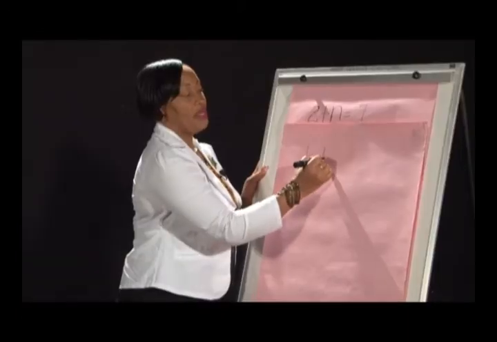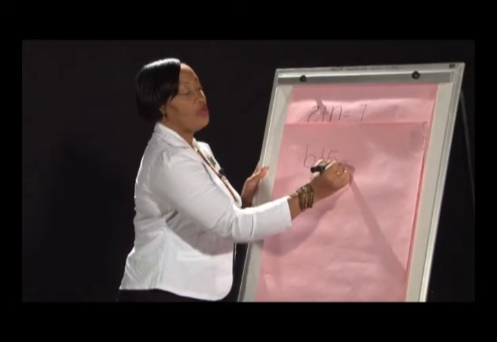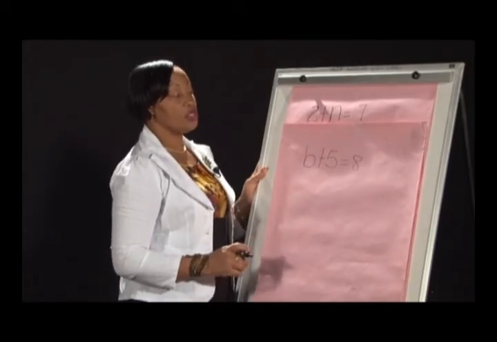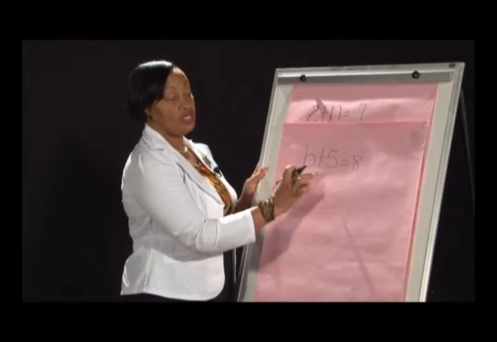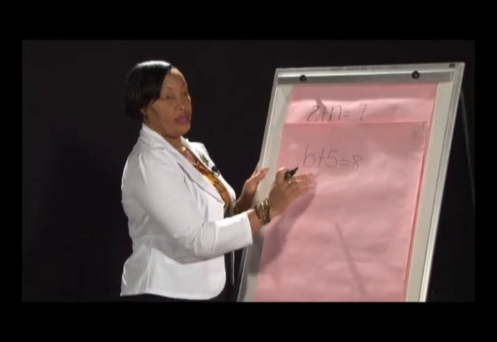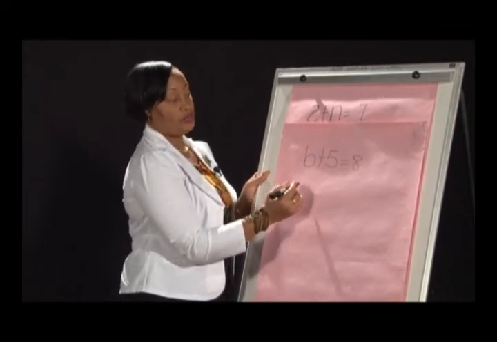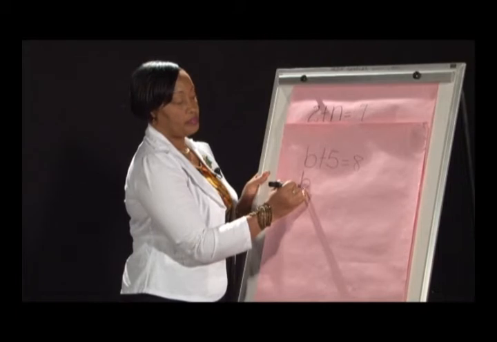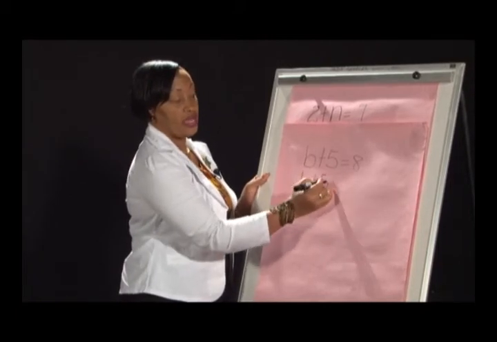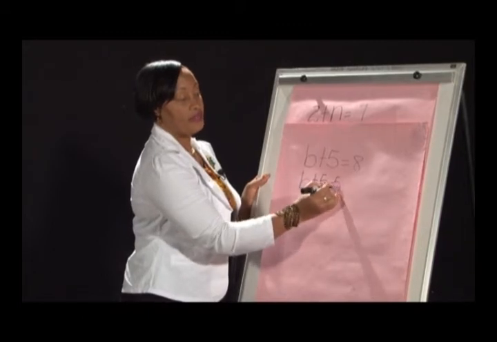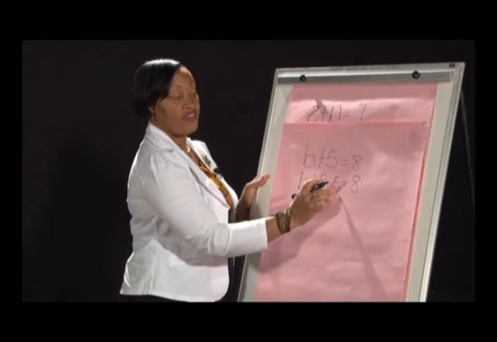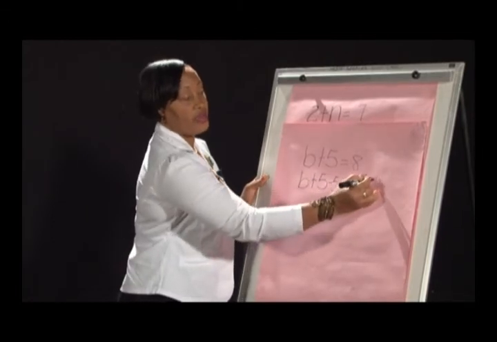B plus 5 equal 8. Remember, we're going to think about which of the addends we should get rid of, so we have B equal 8. So here we go. B plus 5, we're adding here, so we're going to take away 5 equal 8. And because we took away 5 here, we're going to do the same thing over here.